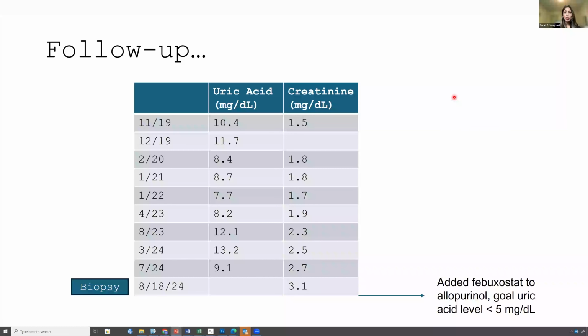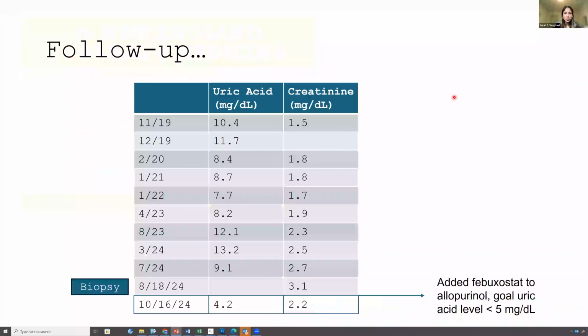So he was already on allopurinol. I added febuxostat, which is another non-purine xanthine oxidase inhibitor that doesn't usually have to be used in combination, but in this case, I was treating him as if he had tophaceous gout, and so was really targeting uric acid less than 5. And now I have a little bit of follow-up information.